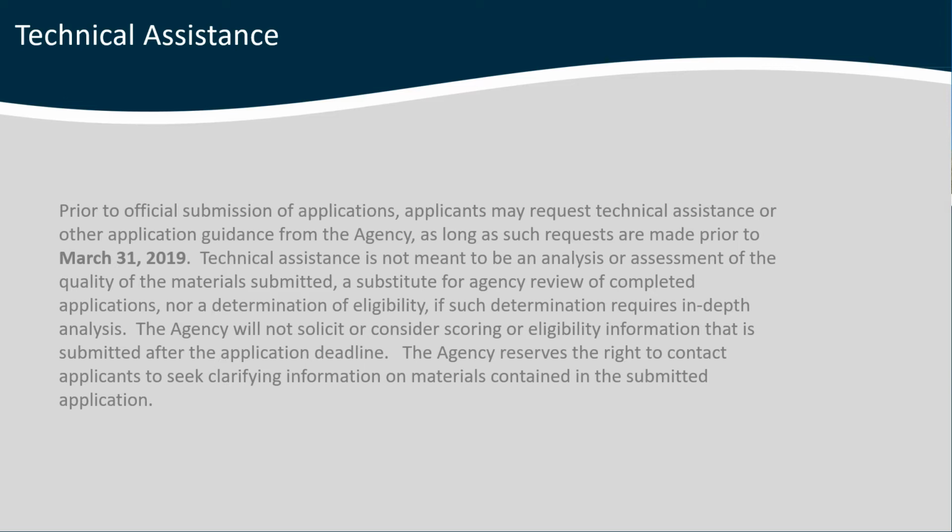The agency will not solicit or consider scoring or eligibility information that is submitted after the application deadline. The agency reserves the right to contact applicants to seek clarifying information on materials contained in the submitted application. So you can request technical assistance prior to that date. We're not going to give you an initial score. We're not going to give you an absolute determination of eligibility, but we will give you assistance, things we think you can improve upon, answer any specific questions, and flag any red flags that we see that would potentially call your application ineligible.